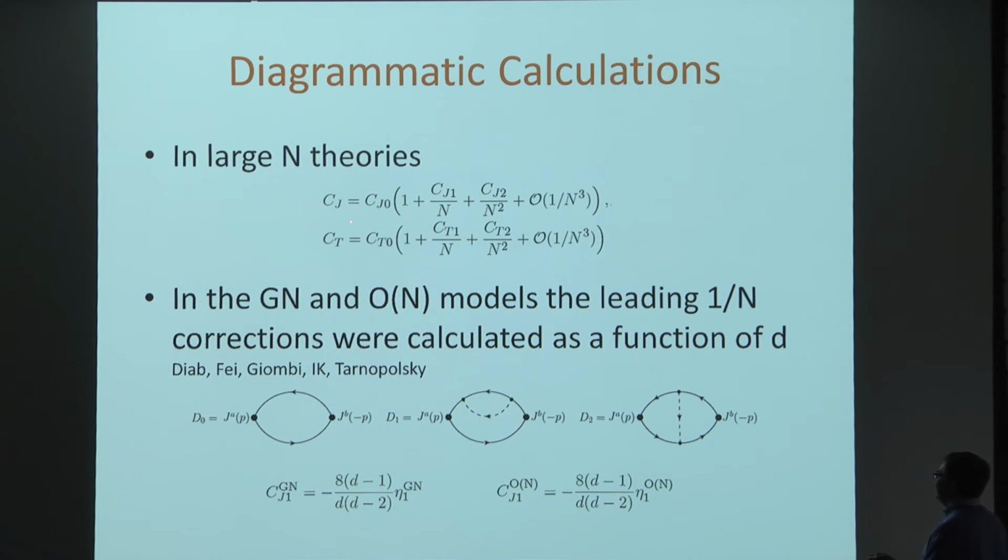So in large n theories, you always have this type of large n expansion with these extra coefficients C_J1 and C_T1. And you can use the graphical rules, again, attaching these induced propagators of the sigma field to obtain completely explicit d-dimensional answers. So for C_J, it's not that difficult, and one obtains these results. You see this remarkable universality: this eta_1 is the leading anomalous dimension of the fermion field, and this is the leading anomalous dimension of the scalar field. You see that it's completely universal.